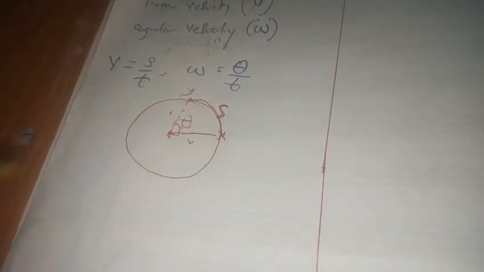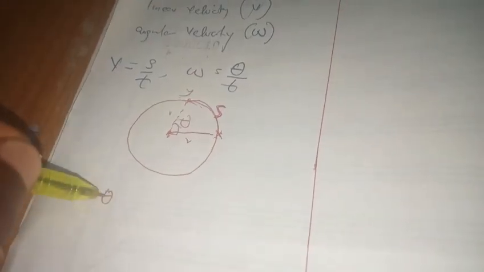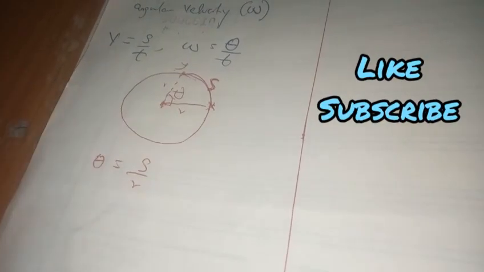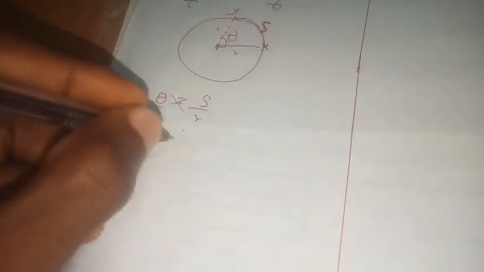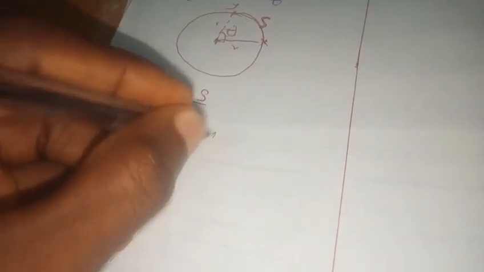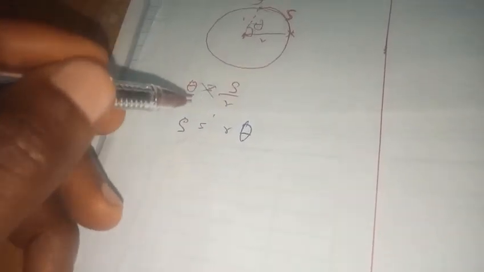So in this case here, we can say the angular displacement theta is equal to s over r. So angular displacement theta is s over r. In this case here, we can cross multiply. We cross multiply, here we have s is equal to r theta. So let's call this step 1, call this step 2.